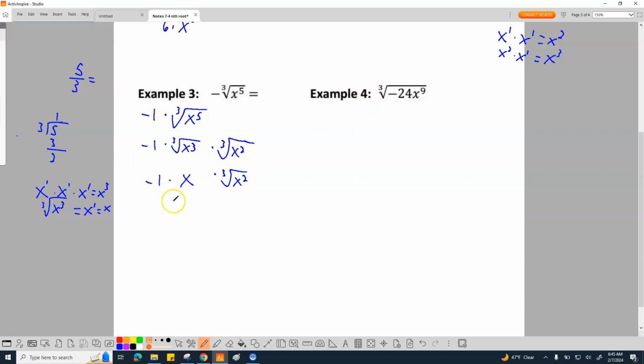So with that said, I'm going to go ahead and put the rest of this together. I have a negative 1 and a negative, and with the x, and then I have my cube root left over with my x squared inside. And that's it. That's how you reduce these. So I'm going to load this up as a separate video because that was a lot of talking.